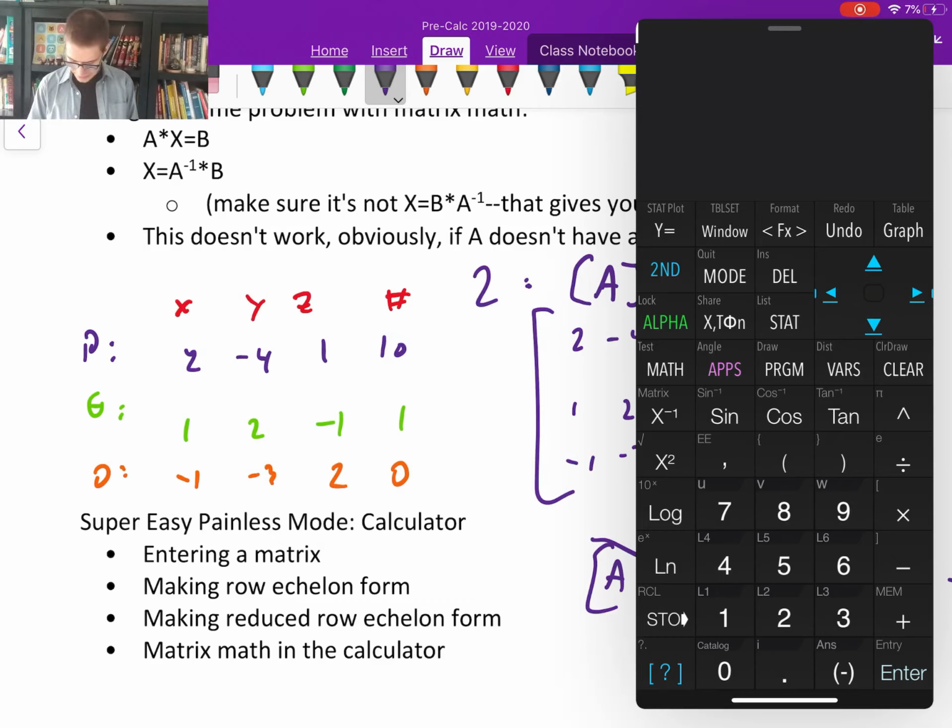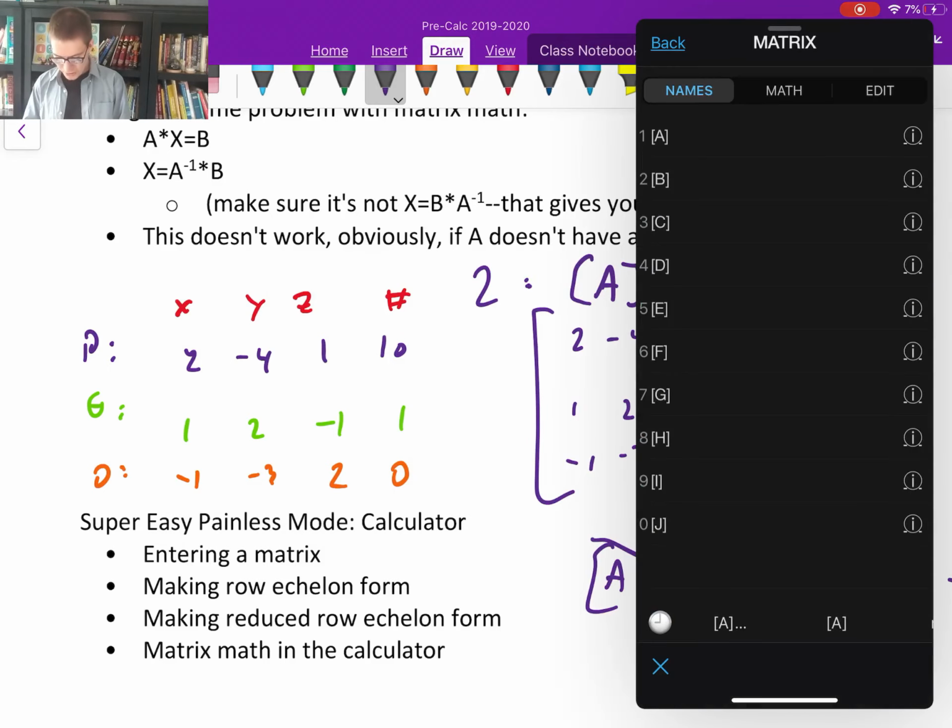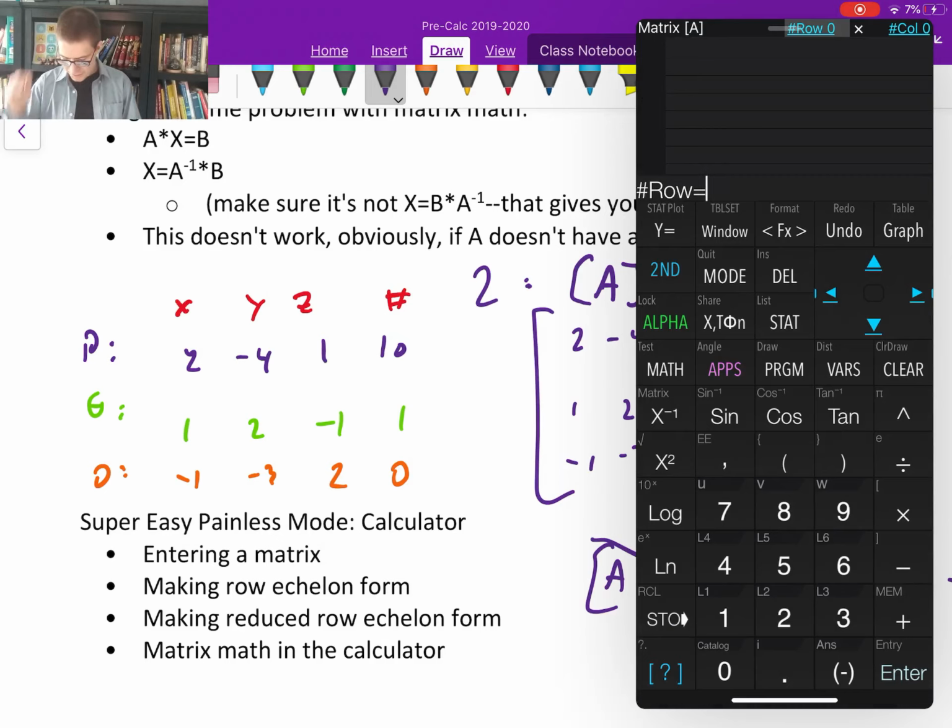Okay, so let's start by introducing a new part of a calculator, or at least a part that you're probably not familiar with. If I look at the inverse of X button, that X to the negative first button, that inverse button, if you press second inverse, you will go into matrix mode, which allows you to enter matrices. So we start with the names of matrices if you just want to quickly put one into your calculator. But if you want to actually edit a matrix, we'll go over to the edit section. So let's go ahead and I'm going to go to edit. I'll choose matrix A. I'll make matrix A. The first thing it'll ask you is how many rows it is, and then how many columns it is.